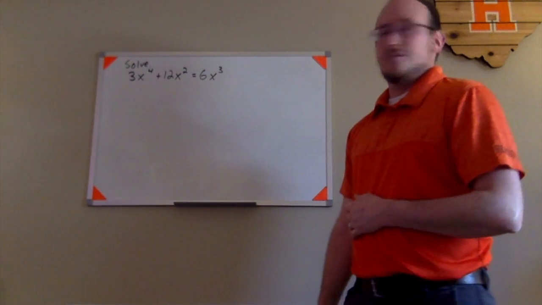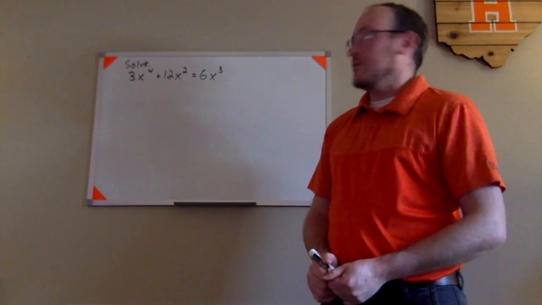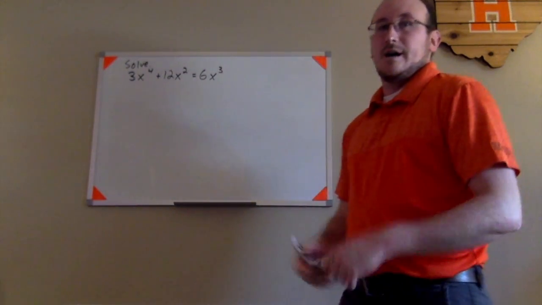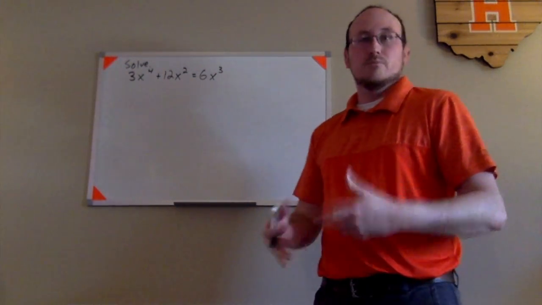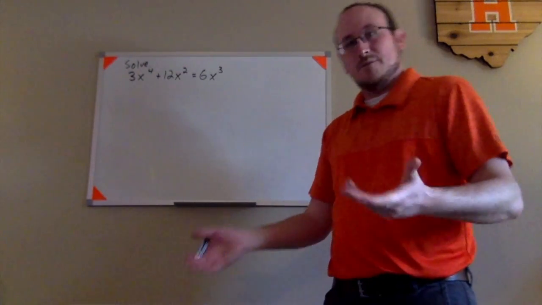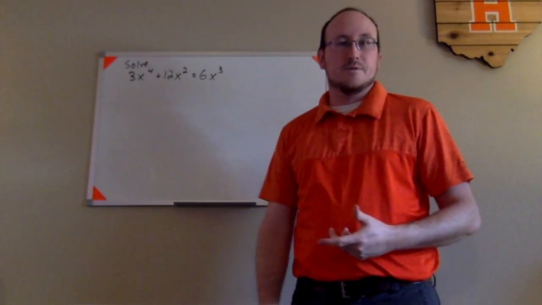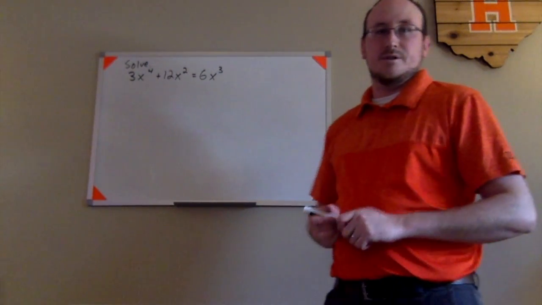We're going to look at how to solve this polynomial equation: 3x to the fourth plus 12x squared is equal to 6x to the third. We're going to find all the solutions or roots to that equation. They may be real or some may be imaginary. We'll see as it goes. This particular equation will require the use of the quadratic formula to finish it off at some point.